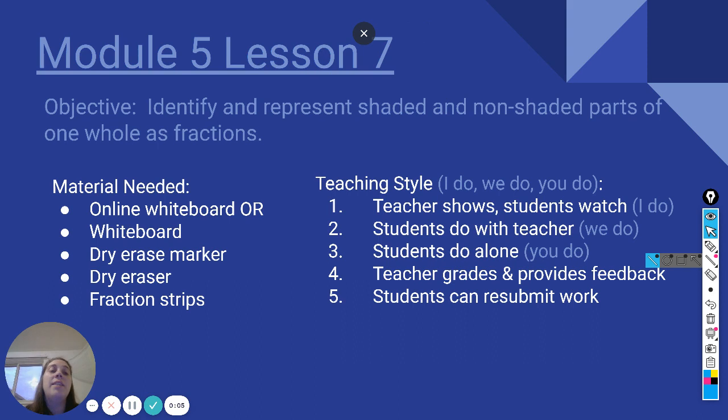Today we're doing Module 5, Lesson 7. The objective of today's lesson is to identify and represent shaded and non-shaded parts of one whole as fractions.